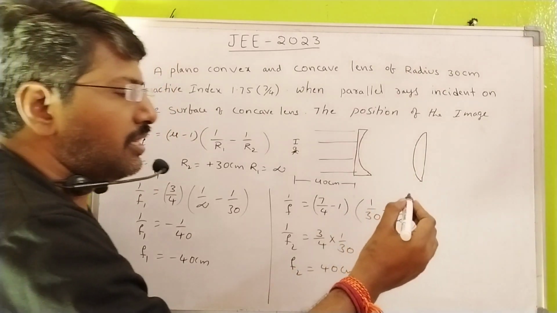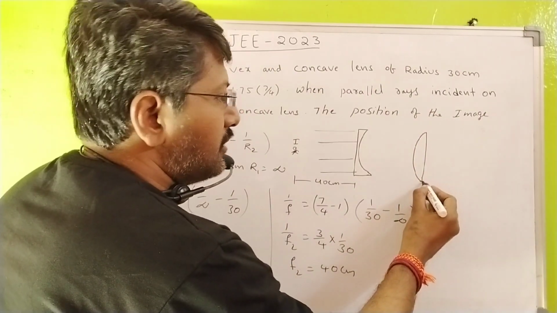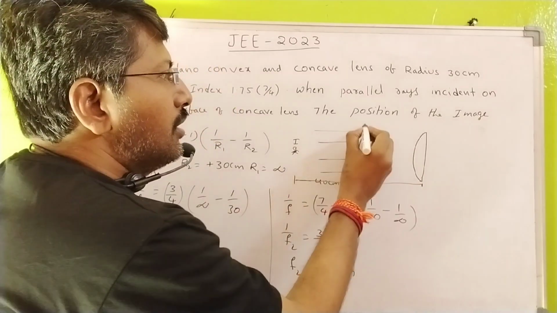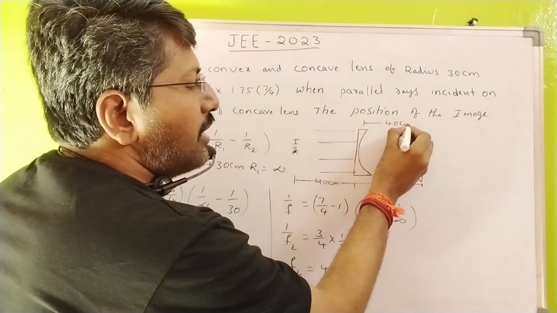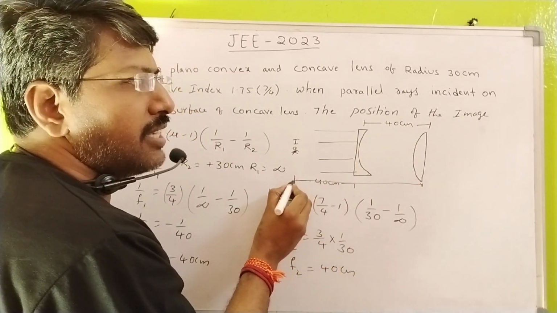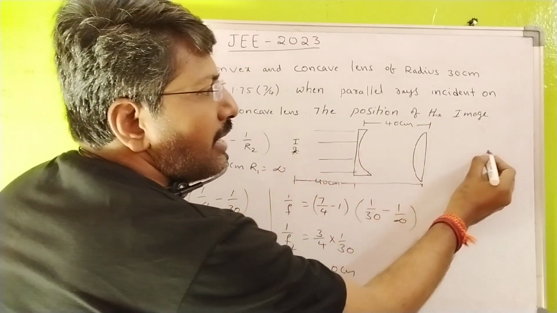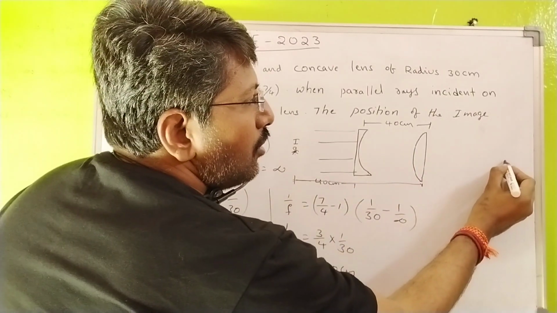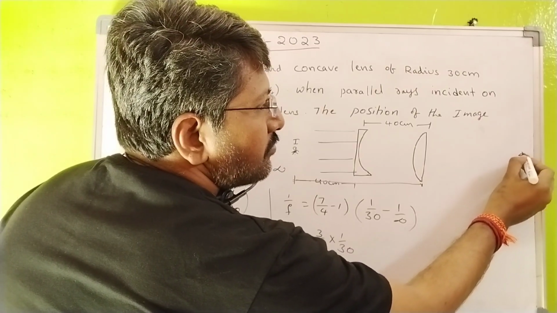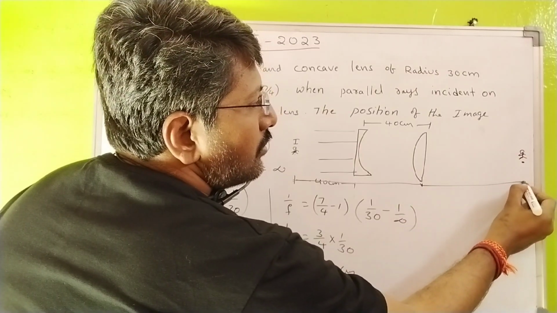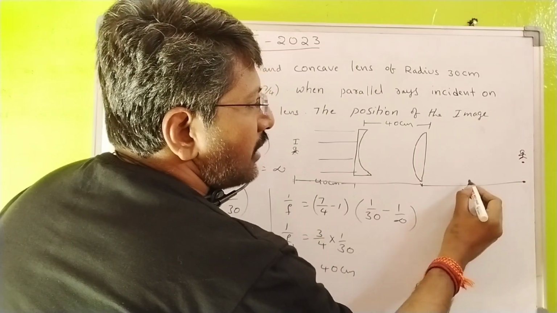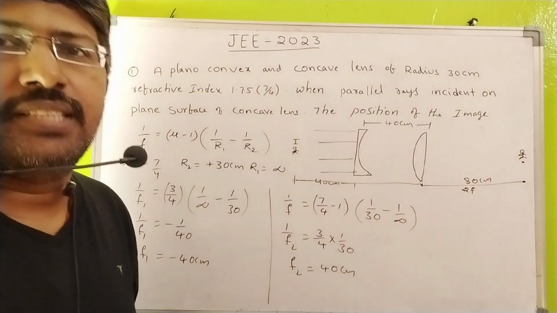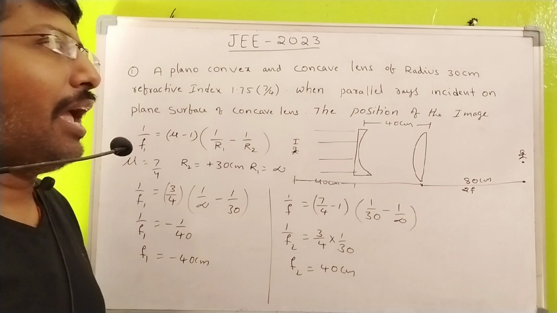Plus 40 centimeter means that from here to here is 80 centimeter. They gave this problem where this is the 40 centimeter, so from here to here is 80 centimeter. Where will you get the image? Exactly at the focal length, so from here to here you will get it somewhere like this. This is the 2f distance, that is 80 centimeter. The image will be formed at 80 centimeter. Thank you, my dear students. I will explain one more problem.